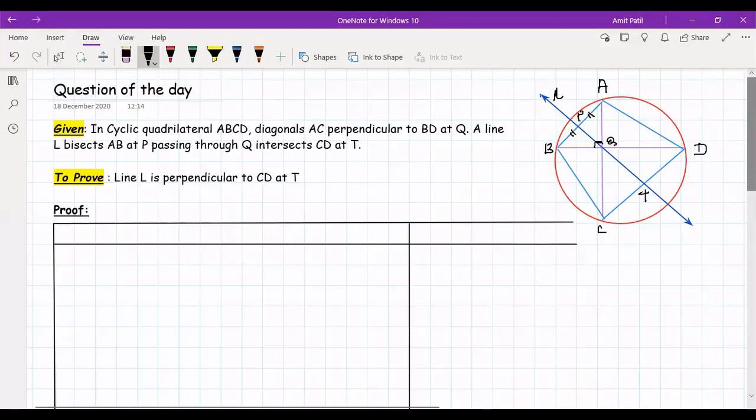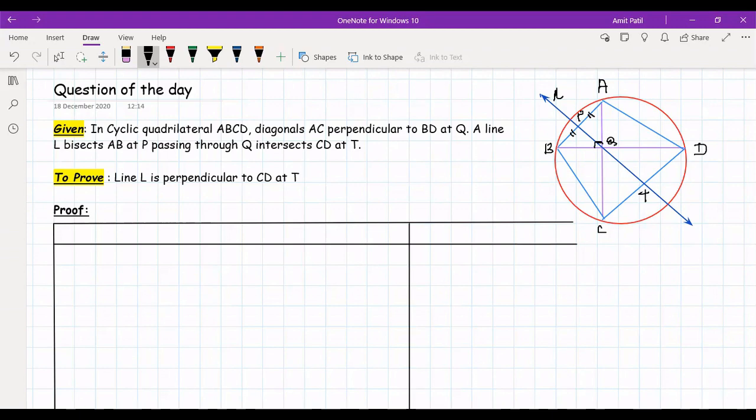Let's start. In the given figure, it's said that quadrilateral ABCD is a cyclic quadrilateral. What does cyclic quadrilateral mean? When the vertices of the quadrilateral are on the same circle, then the quadrilateral is said to be a cyclic quadrilateral. So in a cyclic quadrilateral ABCD, diagonals AC and BD are perpendicular at Q. So diagonal AC and diagonal BD cut at 90 degrees, hence it is said to be perpendicular at point Q.